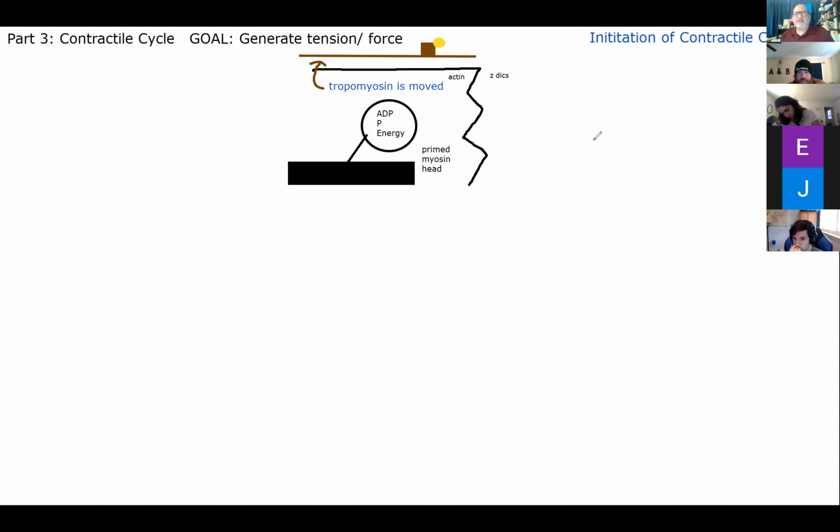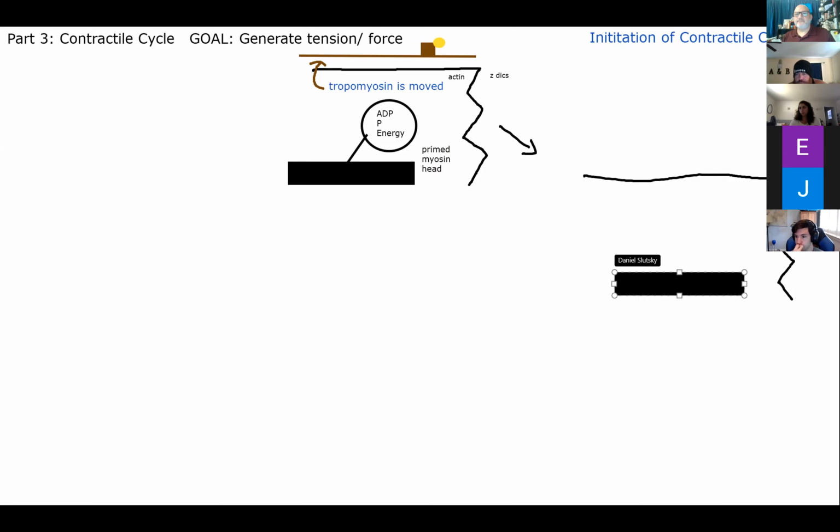So let's go ahead and continue our drawing over here. There's my actin. There's my Z disc. Here's my myosin. And here is my myosin head.